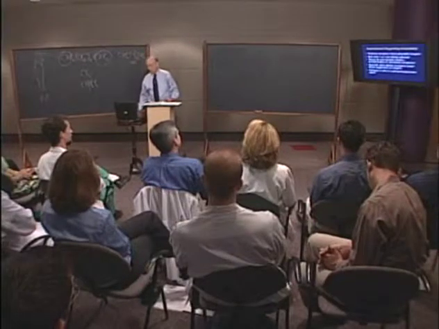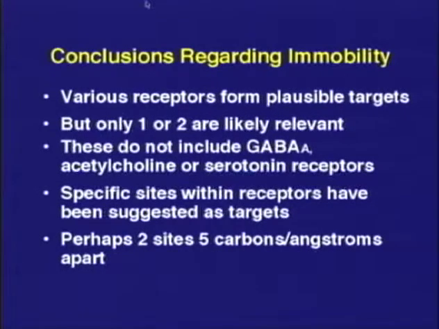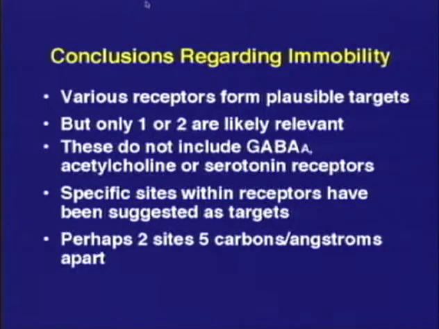We conclude that various receptors form plausible targets, but only 1 or 2 of these are likely to be relevant. They don't include the GABA-A receptor, acetylcholine receptors or serotonin receptors. There are specific sites within receptors that have been suggested as targets. The 270th amino acid, for example, in GABA receptors or glycine receptors, has been suggested as a specific anesthetic target. And perhaps there are 2 sites that are 5 angstroms apart that are important to the action of inhaled anesthetics.